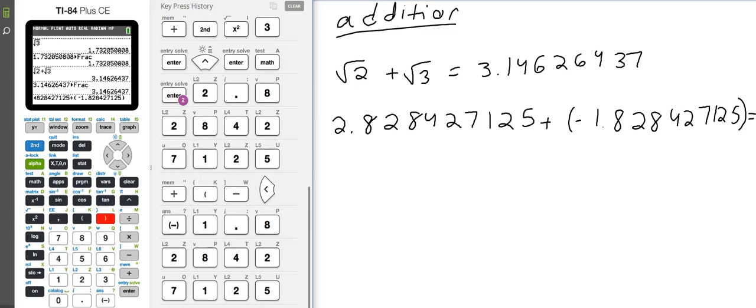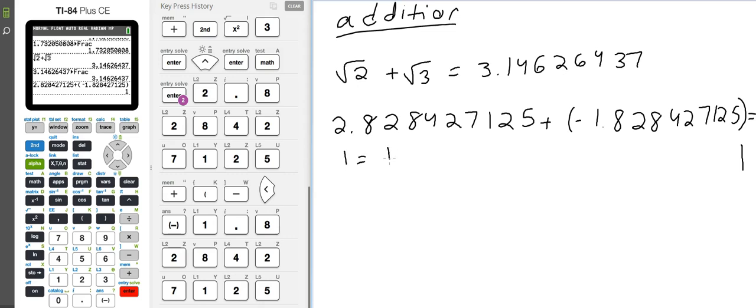125, and let's see what we get. We get 1. 1 is obviously a rational number because 1 is 1 over 1, and that is a fraction.